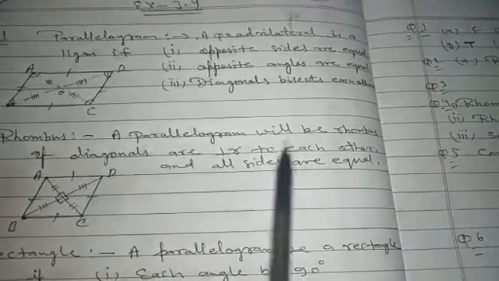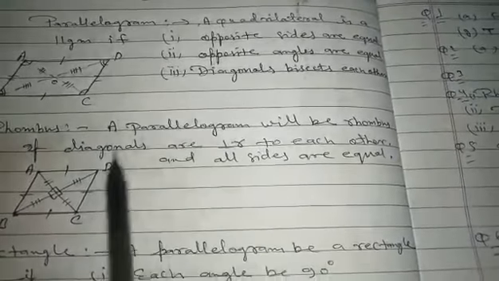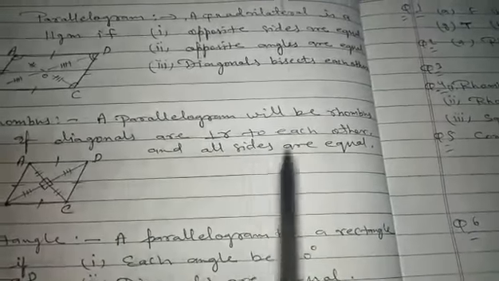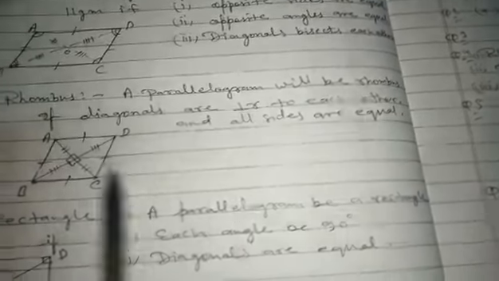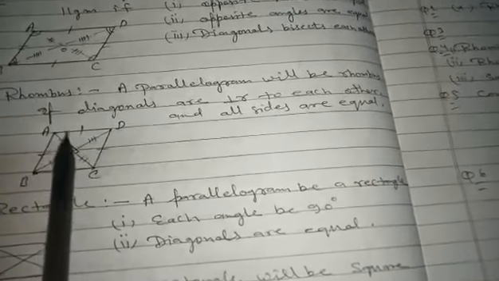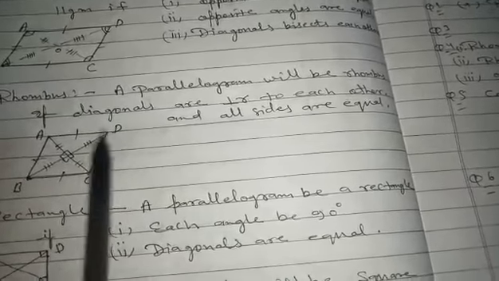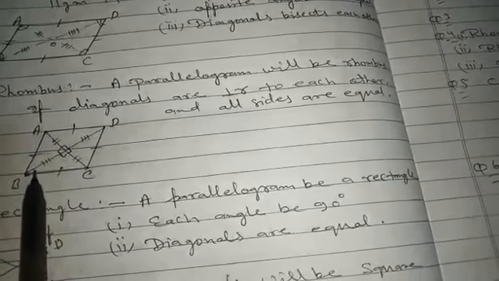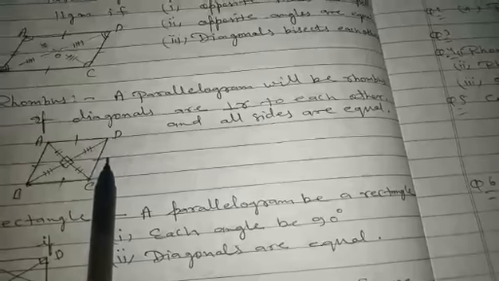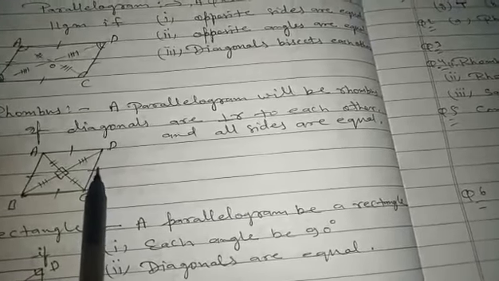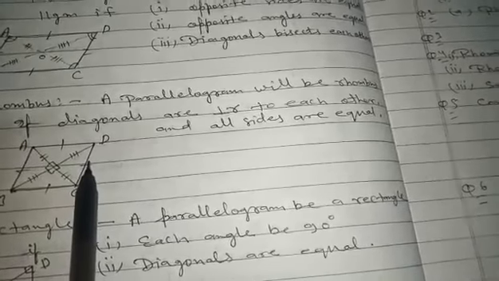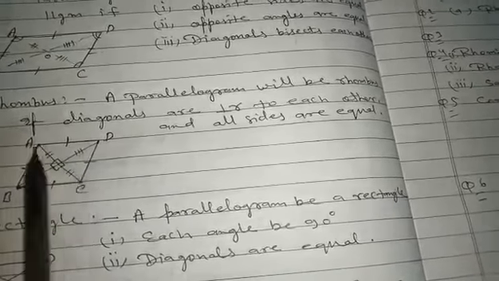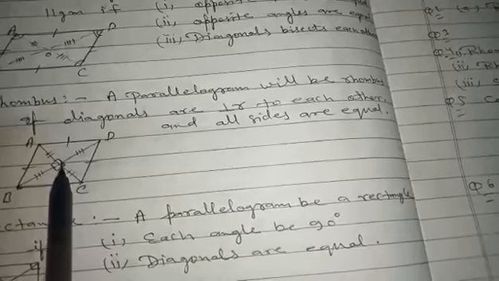Now you see second, rhombus. A parallelogram will be a rhombus if diagonals are perpendicular to each other and all sides are equal. First, you think a rhombus is a parallelogram since its opposite sides are equal and parallel. So every rhombus is a parallelogram and its diagonals bisect each other at right angle.